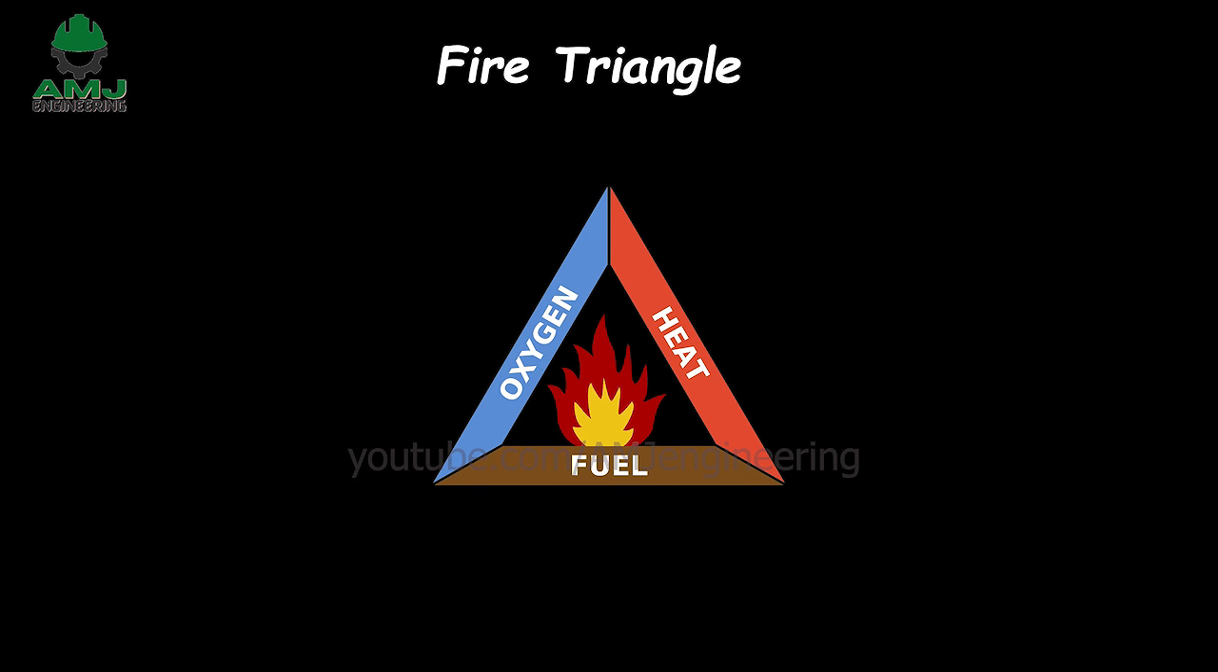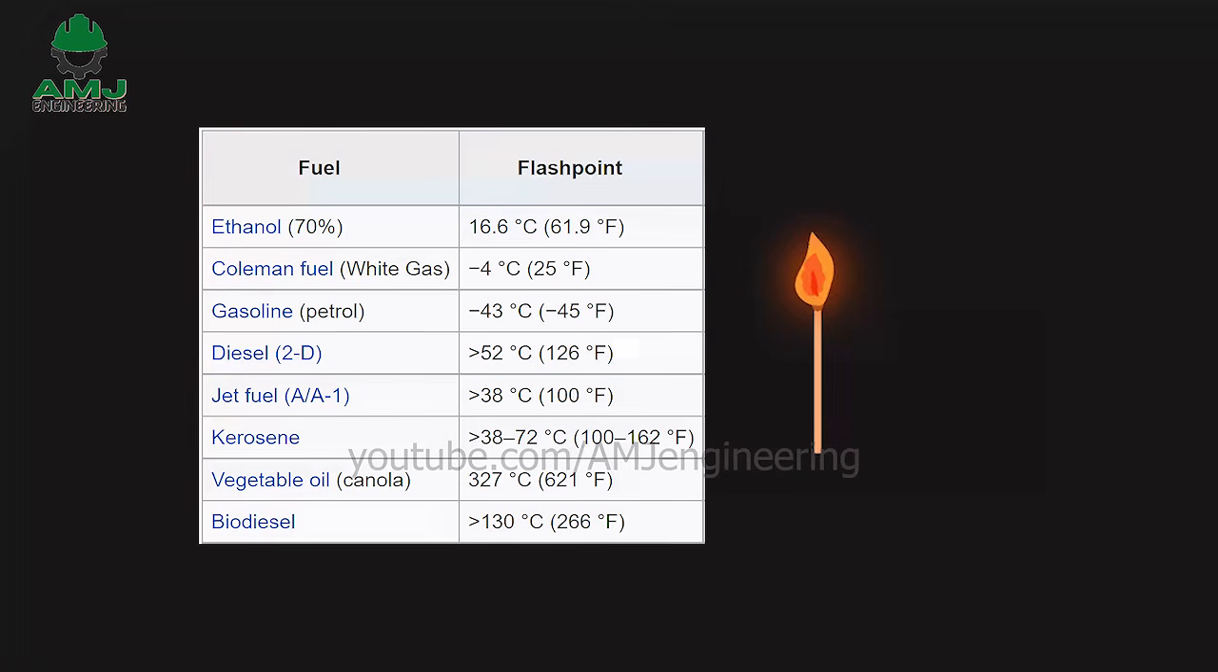The fire triangle, or combustion triangle, is the 3 components needed to ignite and sustain a fire. The 3 ingredients of a fire triangle are heat, fuel and oxygen. First, a source of heat is required for ignition to occur, and different materials have different flash points. Flash point is the lowest temperature at which the material ignites.